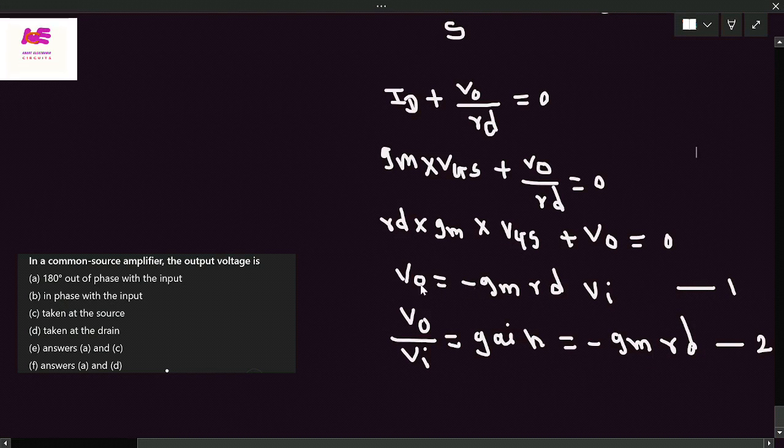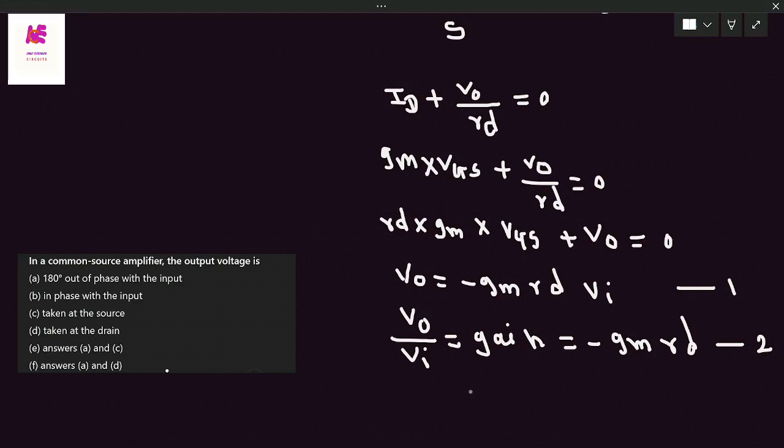The negative sign indicates that output voltage is out of phase with input voltage, which means output voltage is 180 degrees out of phase with input voltage. Output voltage is an inverted version of input voltage. If I take V out by V input, where VGS is the input voltage, then output voltage by input voltage is nothing but the gain. The gain is minus Gm RD. So from equation 1, we get the relation between input and output voltage, and from equation 2, we get the gain of this common source amplifier with resistive load.